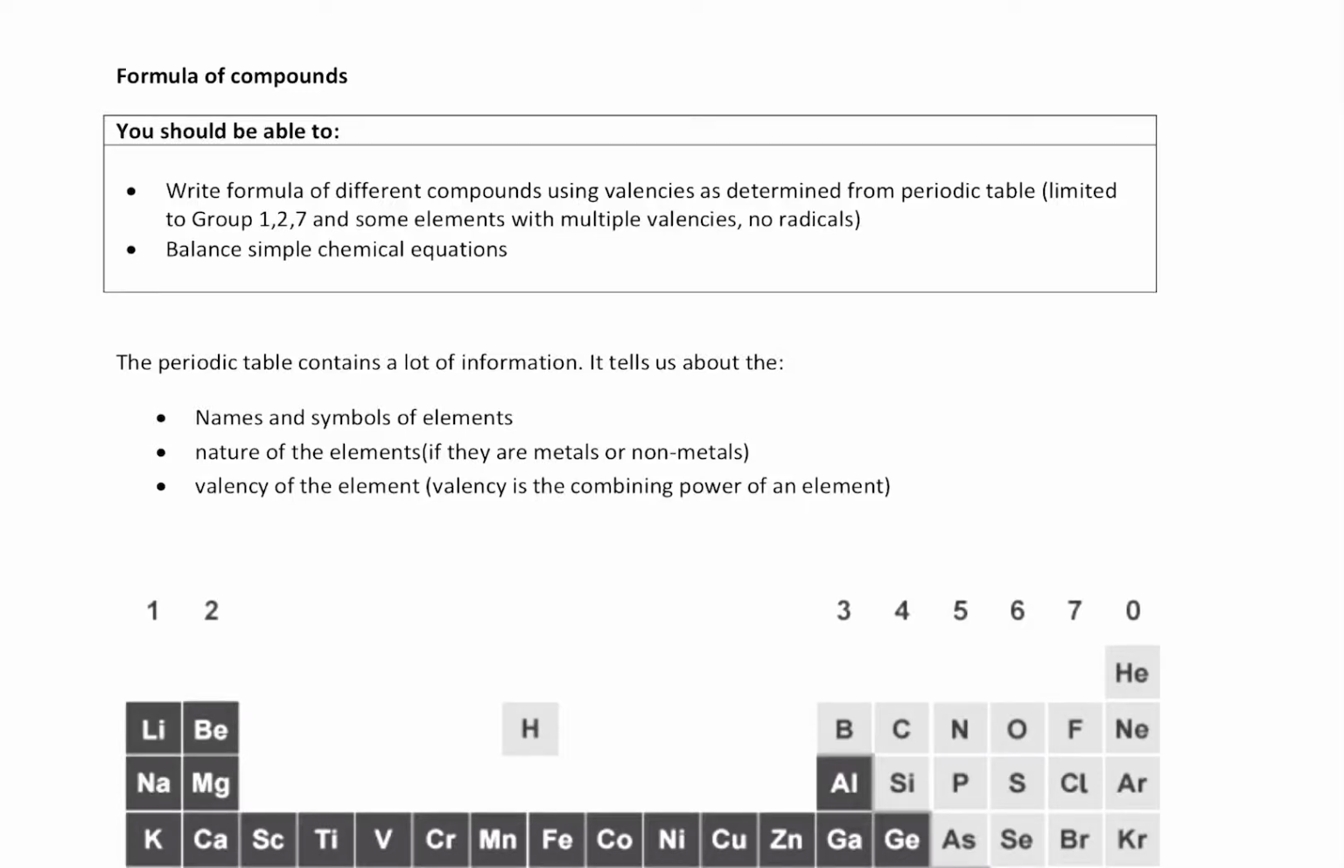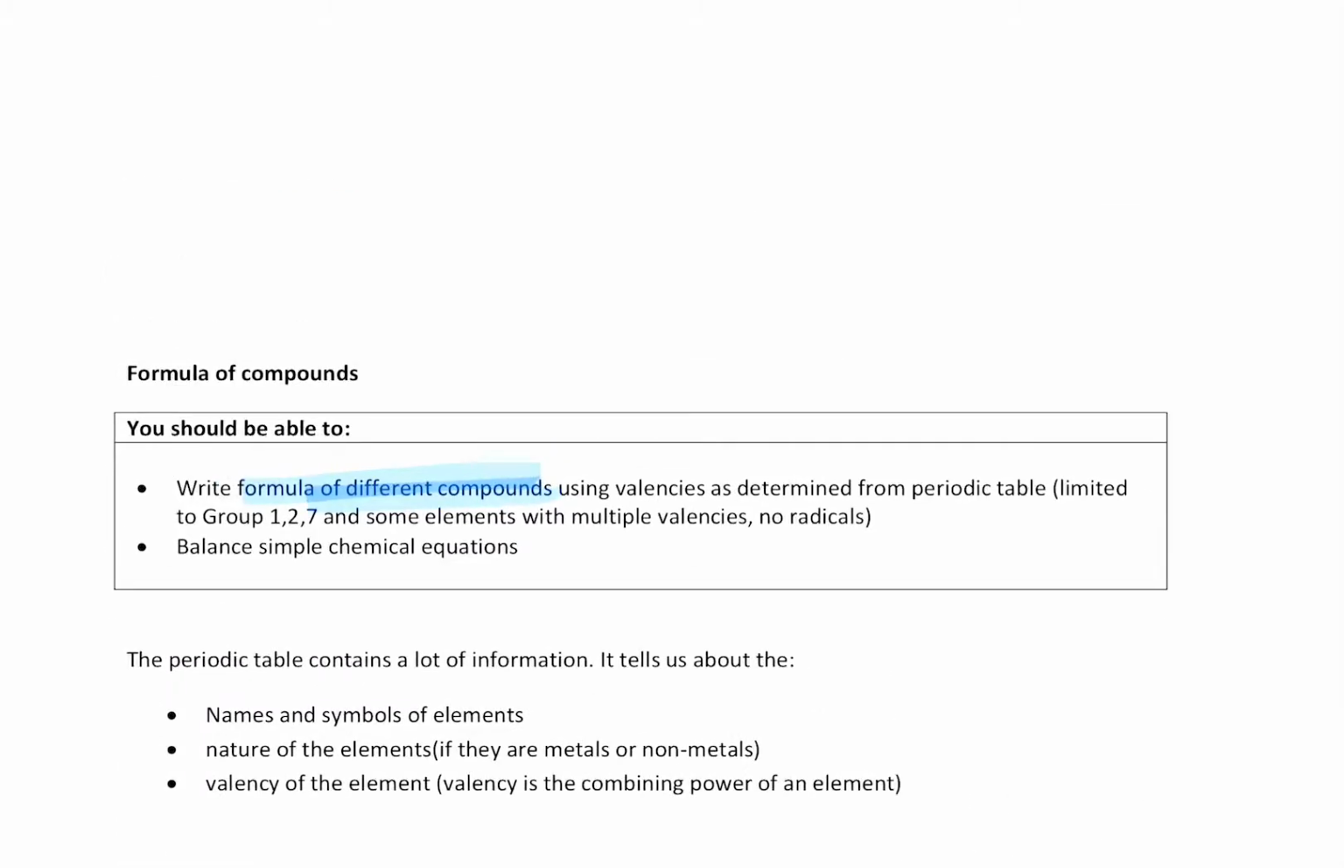Hi everyone, so in today's lesson we are going to see how we can use the periodic table to find information on elements, and how to use this to find the formula of different compounds. When we were talking about carbon dioxide, you've seen CO2 somewhere. When we were talking about water, you've seen H2O somewhere. So these are chemical formulas, and we're going to see what they are and how we find them.